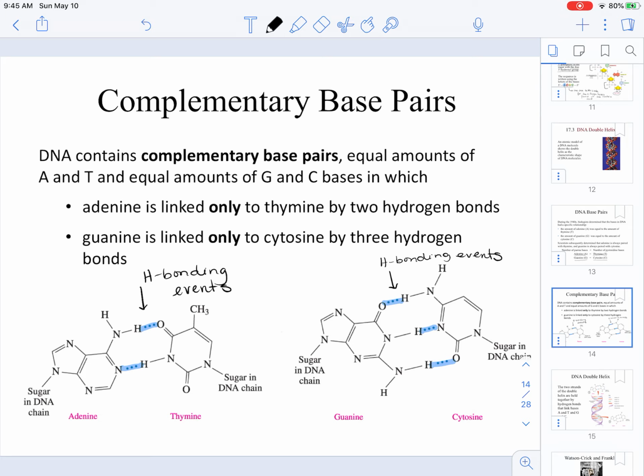Notice that I am not requiring you guys to know specifically which atoms are undergoing hydrogen bonding. You just need to know the number of hydrogen bonding events. So in the case of adenine and thymine, we're going to have 2 hydrogen bonding events, while in guanine and cytosine, we have 3 hydrogen bonding events.